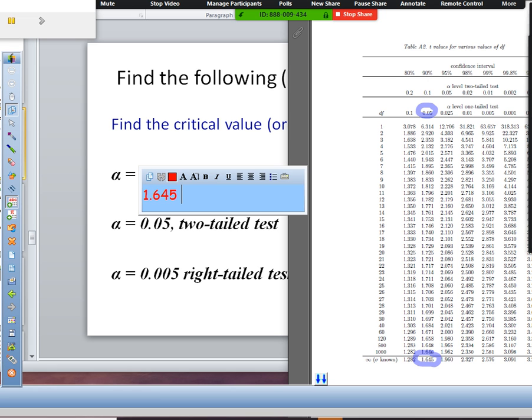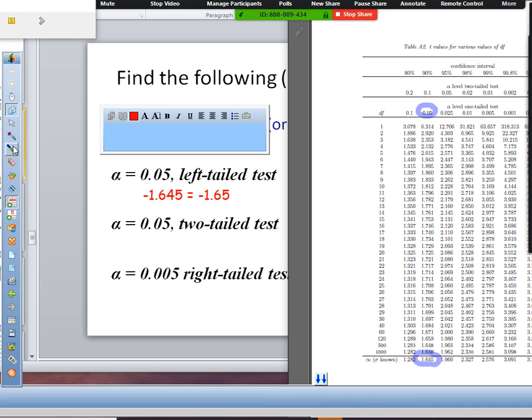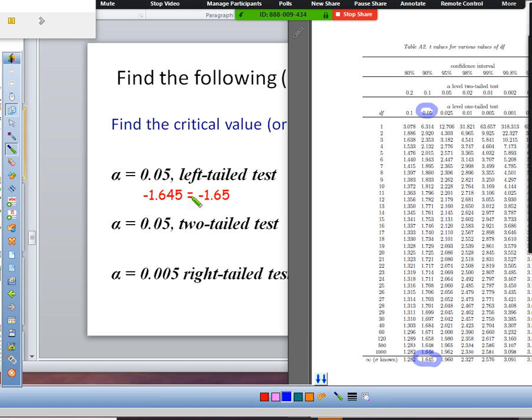1.645. Or you could make it, it's just negative. It's left tailed, so it should be negative. You could round it to 1.65. So again, left tailed should be negative. If you didn't make it negative, keep that in mind. It should be negative. Negative 1.645 or negative 1.65 if you want to round it.